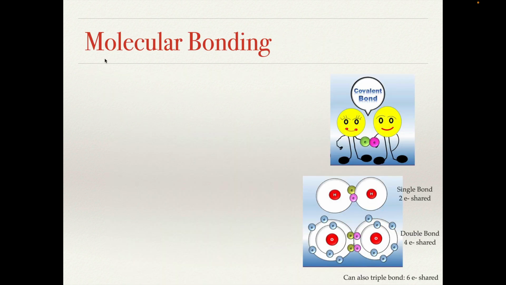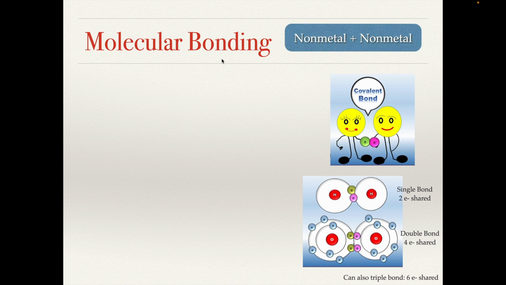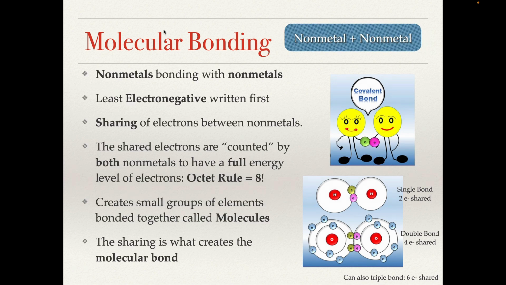The other type of bonding we have is called molecular bonding. In molecular bonding, we're reacting nonmetals with nonmetals. With this nonmetal to nonmetal bond, we always write the least electronegative of the two nonmetals first. And we have a sharing of electrons instead of a transfer now. Both of the electrons that are part of the sharing are counted by both nonmetals.